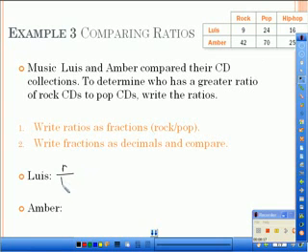First, let's start with Luis. Remember, we're comparing his rock CDs compared to his pop CDs. Luis has 9 rock CDs, and he has 24 pop CDs. Of course, you want to reduce or simplify your fraction. Also, since we're comparing, decimals would be the best form of the number to use to compare them. So let's go ahead and convert this fraction or this ratio to a decimal. So we'll do 9 divided by 24. Okay, you're going to need to add a decimal and a 0.